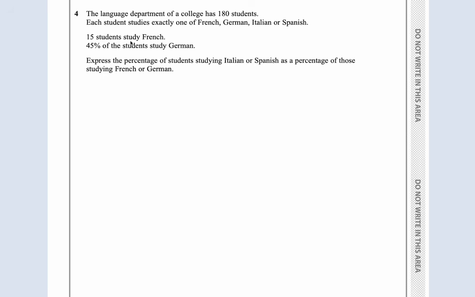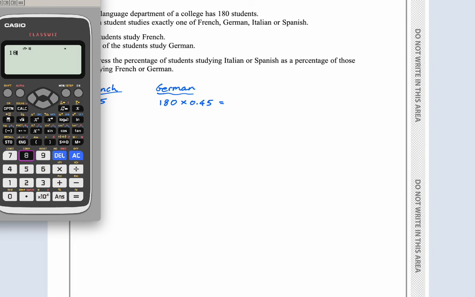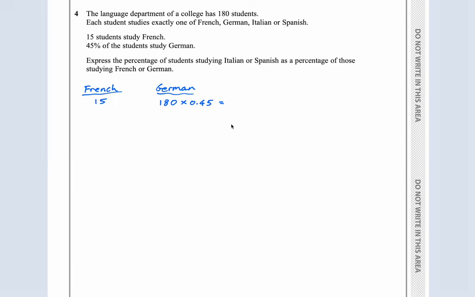Okay, so 15 students study French. So let's write this out like this. French, we have 15 students. German, we have 45% of 180. So let's do that. 180 times 0.45. That's how we get a percentage. 180 times 0.45 is 81. So there's 81.